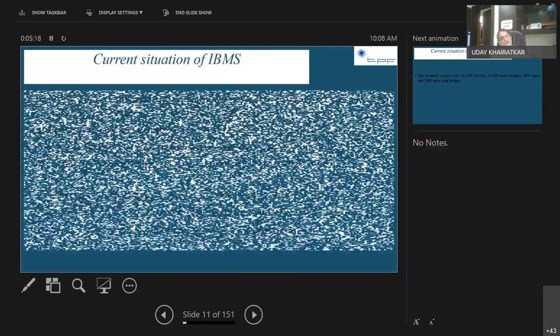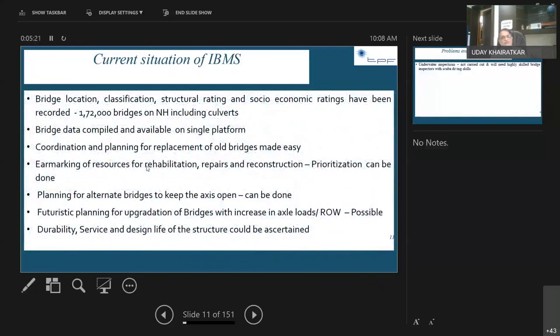I'm not aware of how this data is being used at present, but definitely IBMS and MoRTH or NHAI can look into this data and study it for rehabilitation and repairs of mostly bridges on the national highways. Bridge location, classification, structure rating, and social rating have been recorded now. Bridge data is compiled and available on a single platform. Coordination and planning for replacement of old bridges is made easy. Earmarking of resources for rehabilitation has been done.